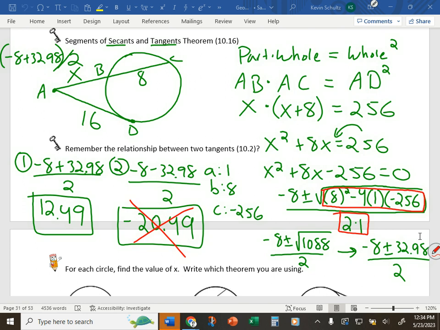Time will tell. Extraneous means it's an answer that mathematically works out, but contextually doesn't. X cannot be negative 20.49 because X cannot be a negative value. It's a length. Length can't be negative, right? So even though we do get 2 solutions here, only one of them works, and that's the 12.49.